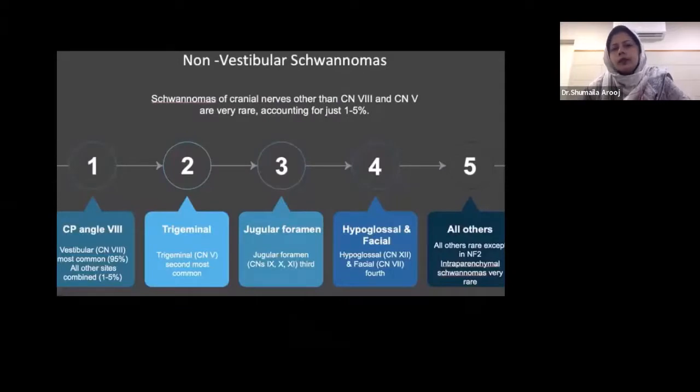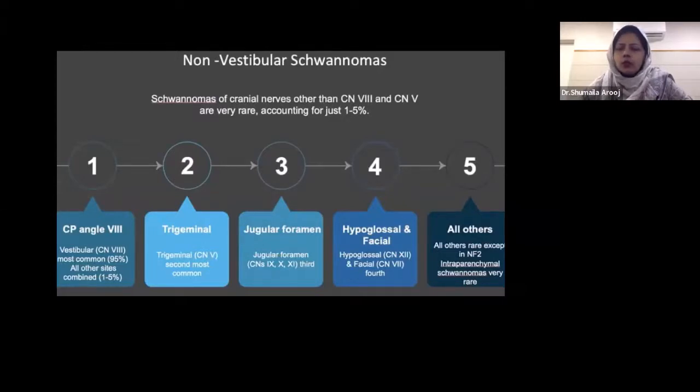There are multiple non-vestibular schwannomas as well, which can be trigeminal. They can be in the line of the jugular foramen. They can be hypoglossal or facial. I haven't included all those images because they are very rare. They comprise hardly 1 to 5% of the schwannomas. But to categorize them, you just have to follow the different foramina, and you just have to follow the line of growth of the tumor.